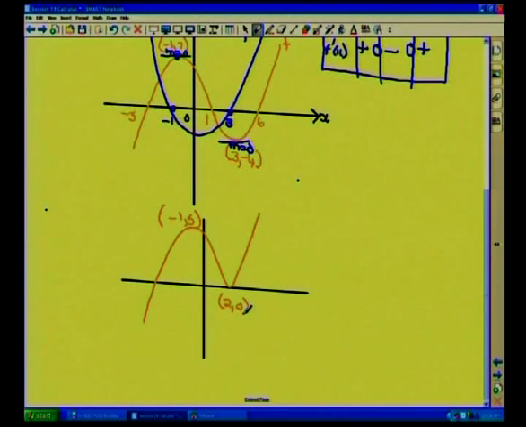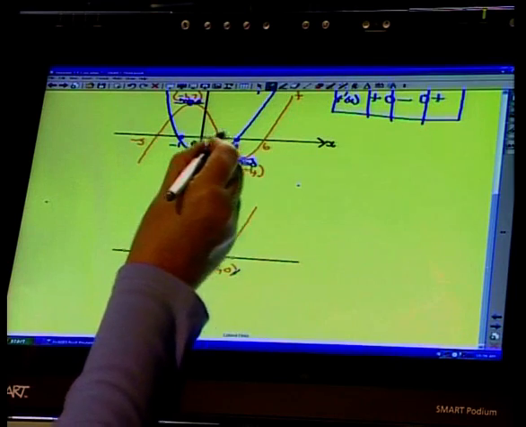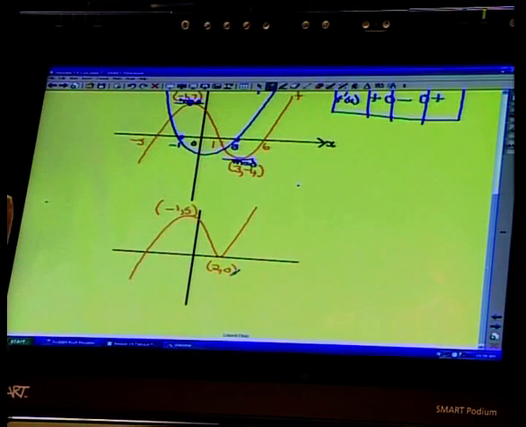Please notice that it wasn't important where it cut the x-axis. I didn't even use that to draw the derivative. All I needed was the stationary points and what was happening with the gradient, because the derivative is the gradient.